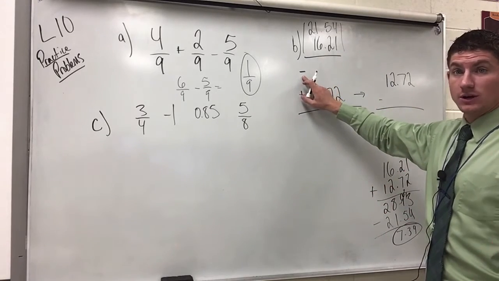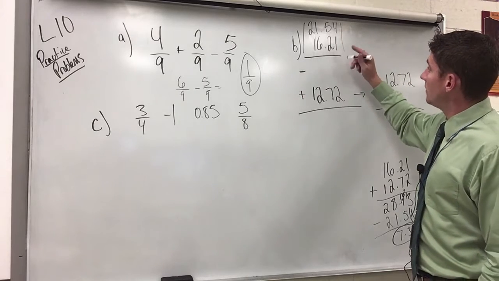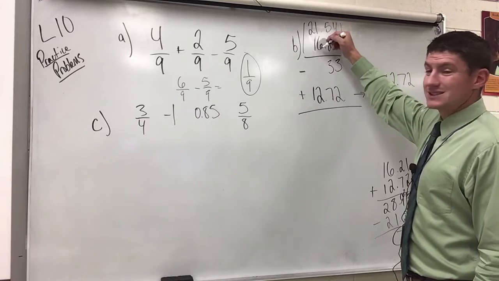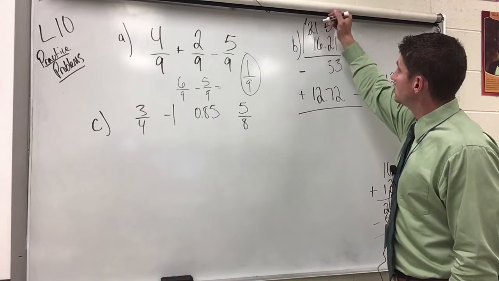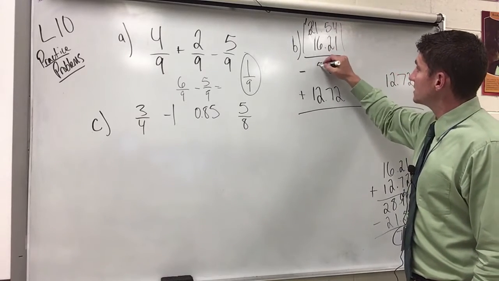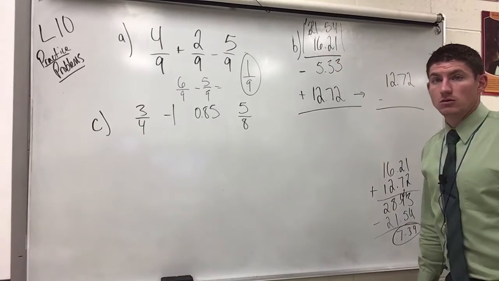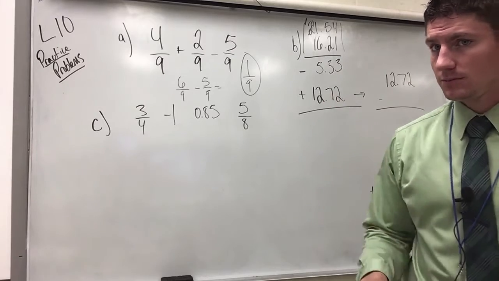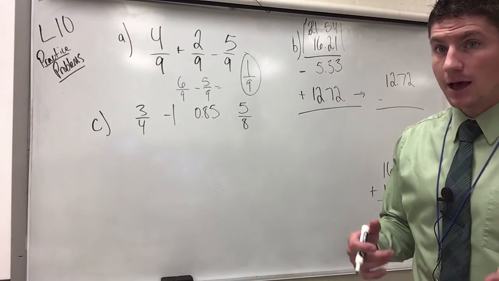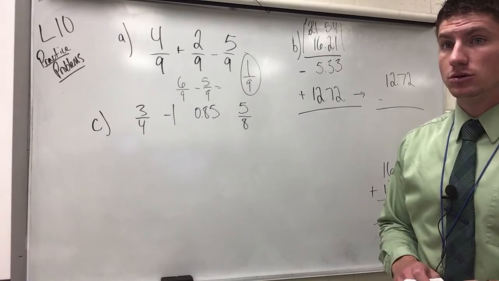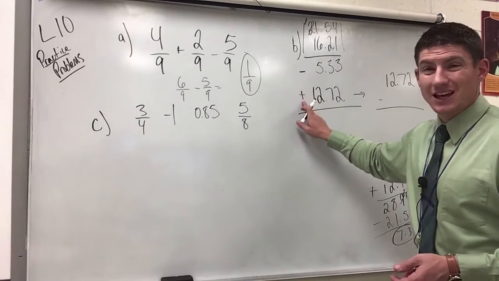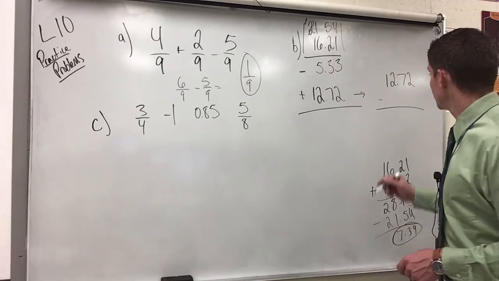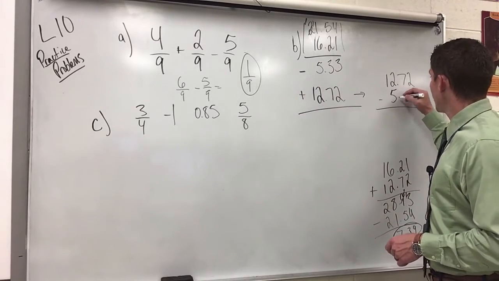Let's do that and see if we get the same answer. 4 minus 1 is 3. 4 minus 2 is 3. 1 minus 6 can't do, so I'm going to borrow, turn this into a 1. 11 minus 6 is 5. 5.33. I get negative 5.33 from that first part of my problem. Now with that, the next part of the problem says plus 12.72. So you've got a negative and a positive. Again, different subtract. So I set that up again, subtraction problem, again with my absolute values.